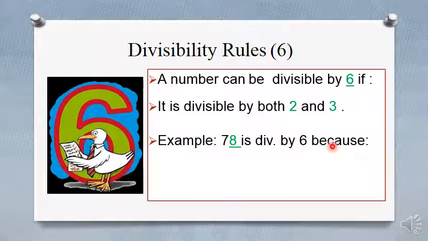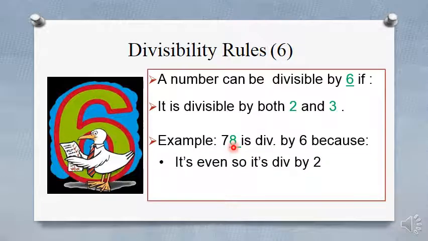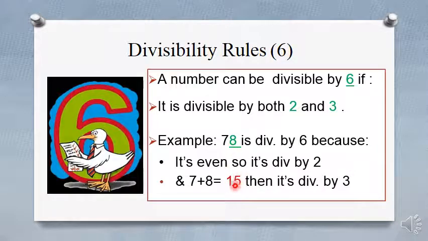78 is divisible by 6 because, first, look, it's an even number. It ends with 8, so it's divisible by 2. Then let's check. Is it divisible by 3? We add the digits. 7 plus 8 gives me 15. Then it's divisible by 3. Since 78 is divisible by 2 and by 3, then it is divisible by 6.